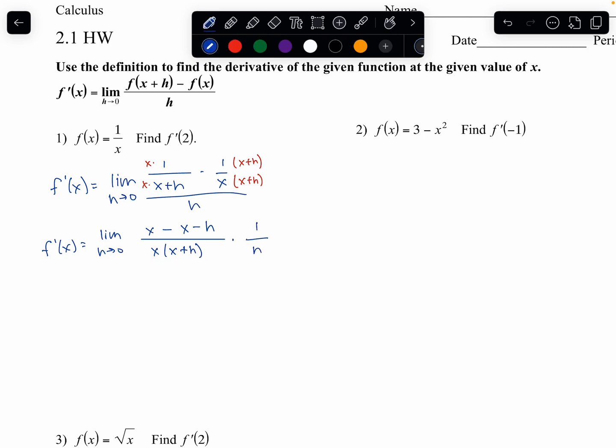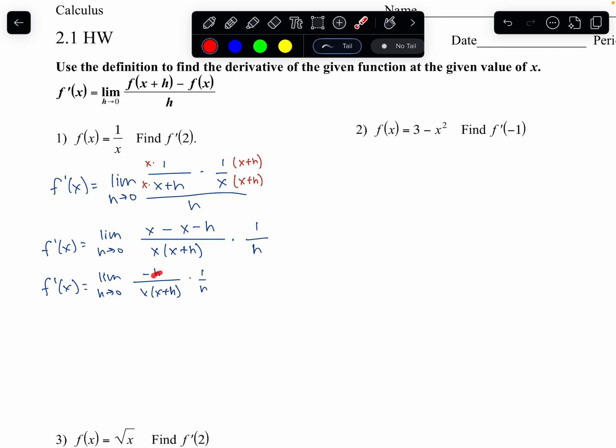So I kept this part right here, I changed this part to multiplication, and I changed this to be 1 over h. Now, if I simplify the numerator right here, I get x minus x, which cancels. So f prime of x is equal to the limit as h approaches 0 of negative h over x times x plus h times 1 over h. But then you can also see that those are going to cancel.